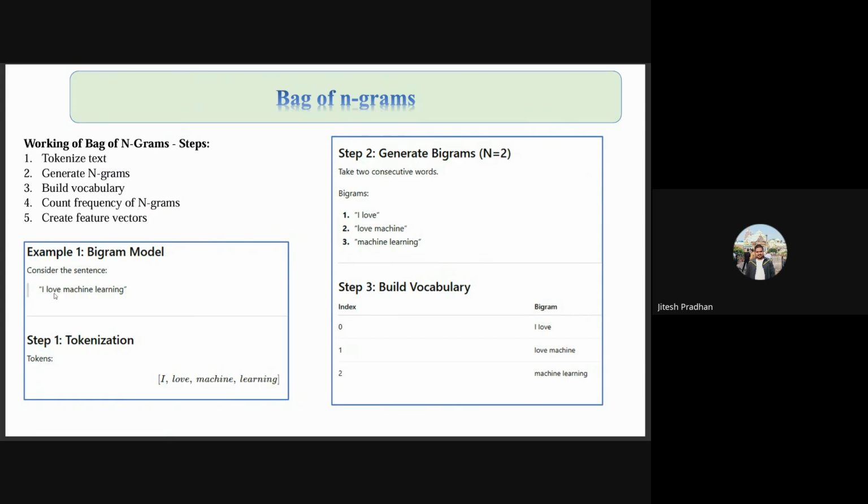Now let's take an example. "I love machine learning" is there. So first tokenize it: I, love, machine, learning. Now generate bigrams, so take pairs. It will take "I love", "love machine", "machine learning". So a total of 3 bigram tokens will be there. Okay, now this is our vocabulary.